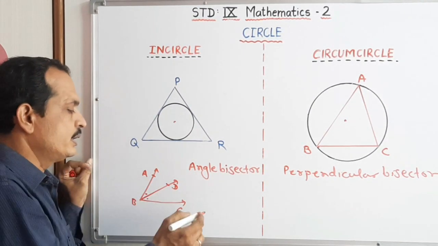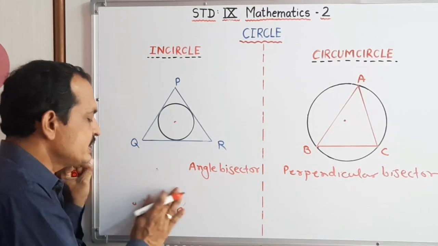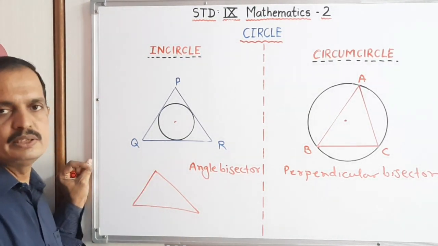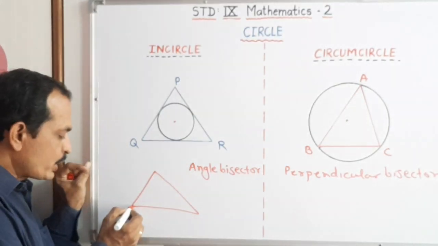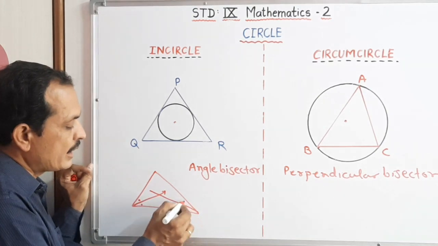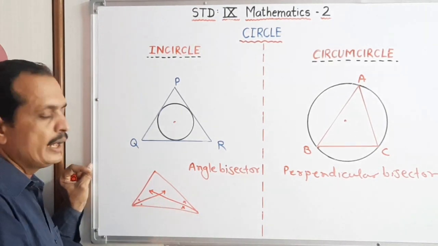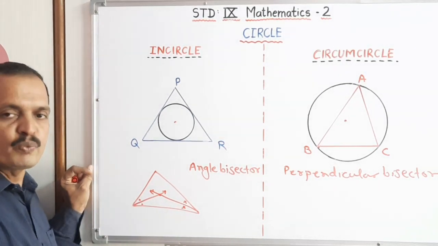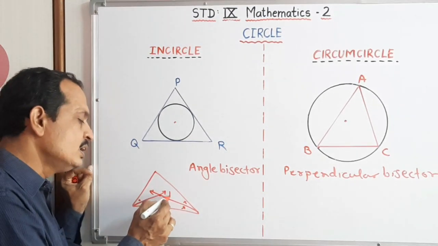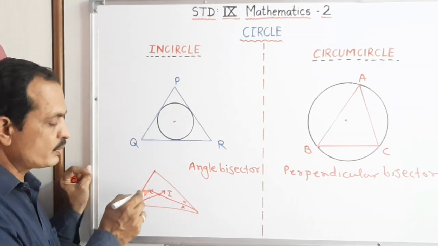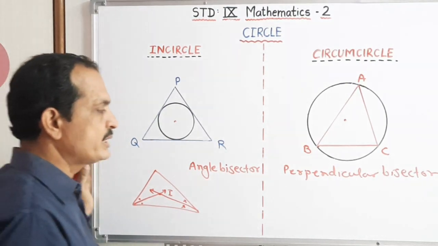Therefore, see here. Suppose in this triangle, we have to draw the incircle. For that purpose we have to draw this one angle bisector. This is another angle bisector, and they intersect each other, and that point of intersection is known as the center of the incircle. Got it? For that purpose we have to draw the angle bisectors.